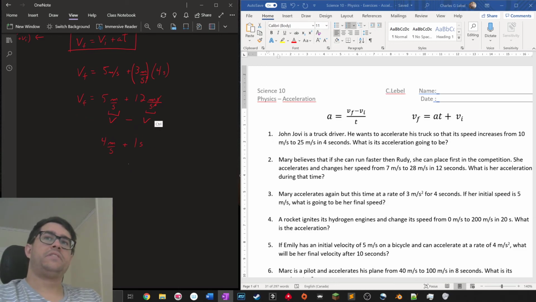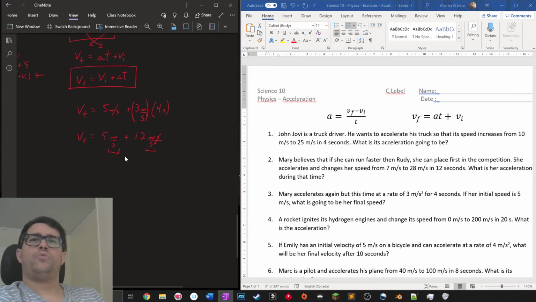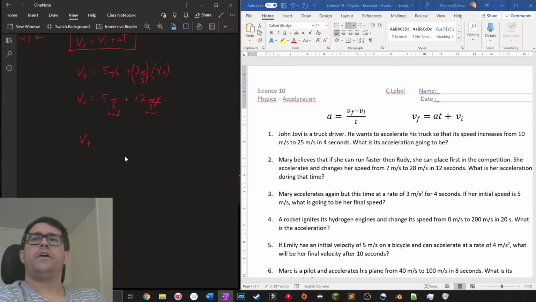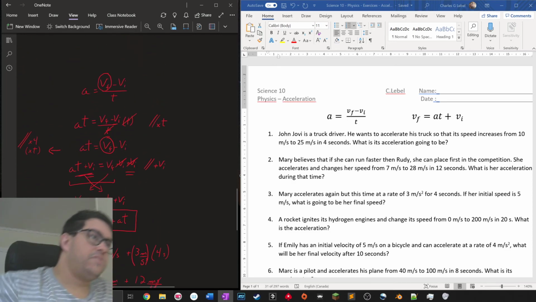So the units, basically, tell us if we're doing our math right. And because we end up with meters per second and meters per second, you know our math is right. So VF is going to be 5 plus 12, 17. 17 what? Meters per second. As you can see with this formula, it's much faster because the formula is already rearranged. The math has been done prior to that.